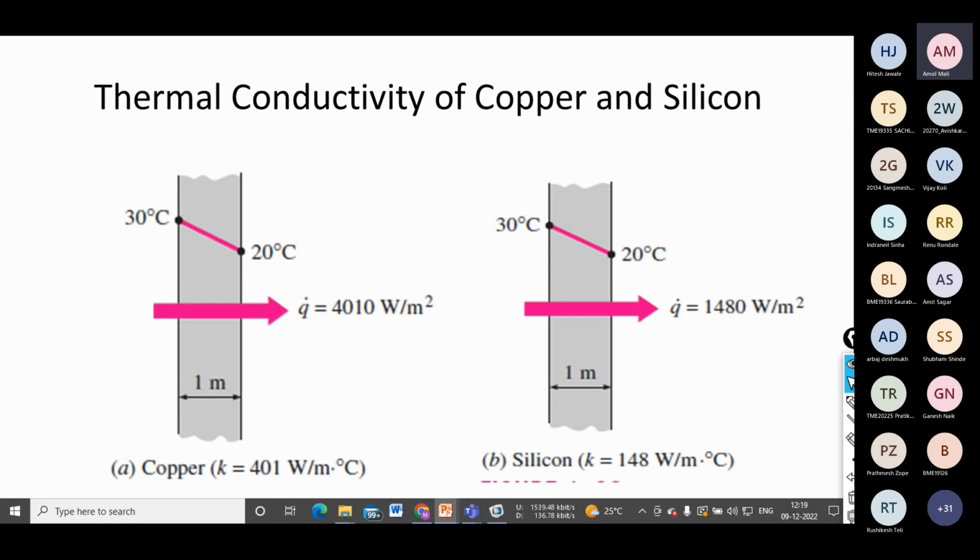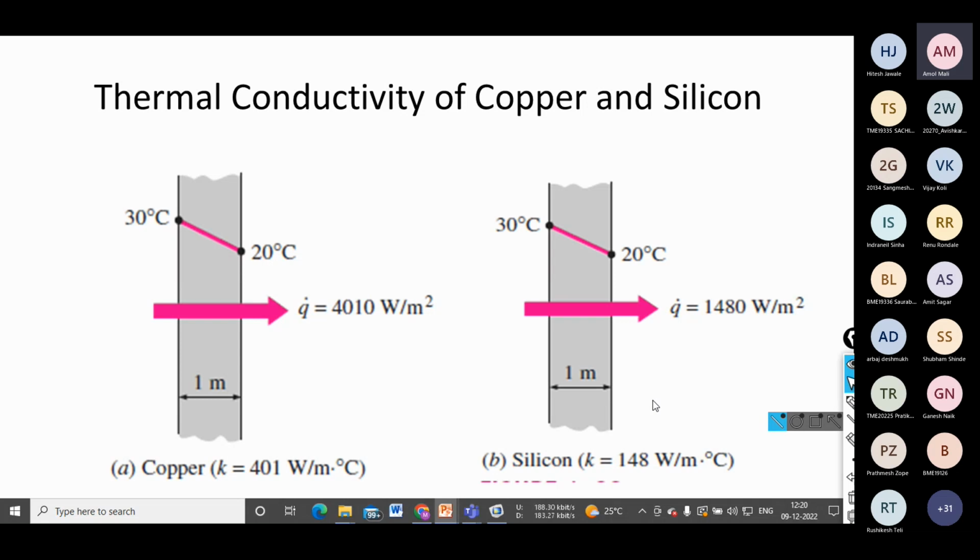So here you can see the thermal conductivity of copper and silicon material. The first image shows the wall, same dimension, same temperature. I think only the thermal conductivity changes between copper and silicon, because different materials have different thermal conductivity. You know the effect of the temperature, or the effect of various parameters on the temperature. I think you have learned that part in heat transfer.